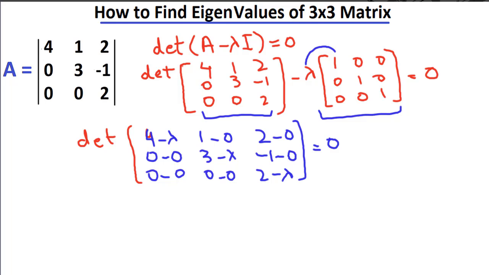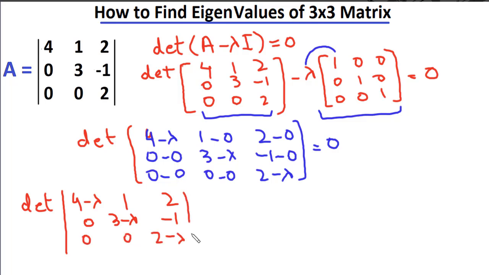So the final matrix whose determinant we need to find is: first row 4 minus lambda, 0, 0; second row 1, 3 minus lambda, 0; third row 2, minus 1, and 2 minus lambda. So this is the final 3 by 3 matrix whose determinant we will find, and through which we will find the values of lambda, that is the eigenvalues.